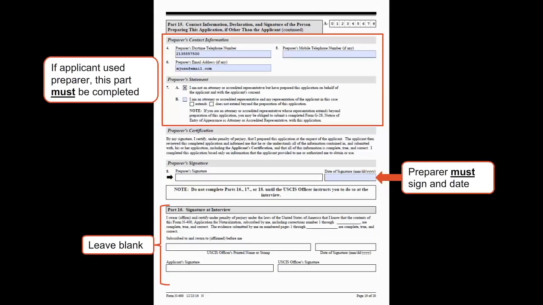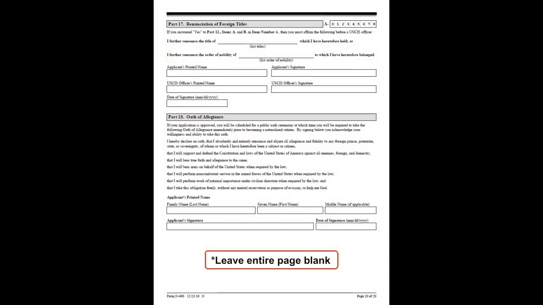Parts 16 and 18 on pages 19 and 20 may be left blank. These will be completed by the applicant at the interview. Make sure that you leave the entire page 20 blank.